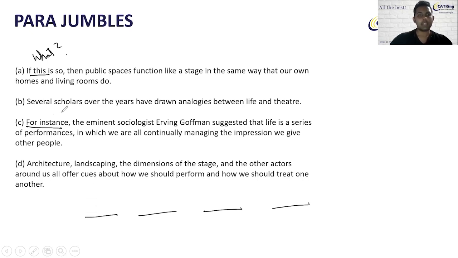Okay. Several scholars over the years have drawn analogies between life and theater. Okay. For instance, the eminent sociologist Erving Goffman suggested life is a series of performances in which we are all continually managing the impression we can give other people. Example of a scholar drawing analogies. Got it. Okay. If this is so, then public spaces function like a stage in the same way that our own home and living rooms do.